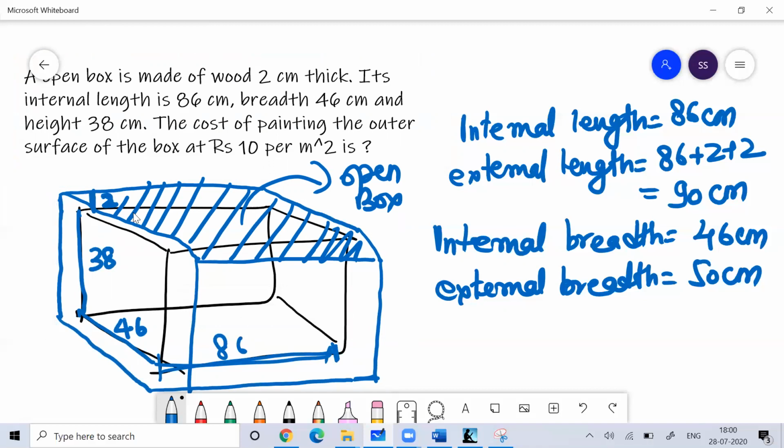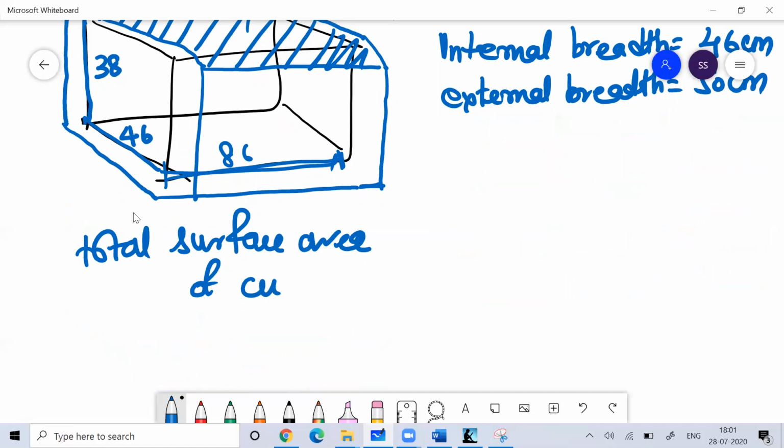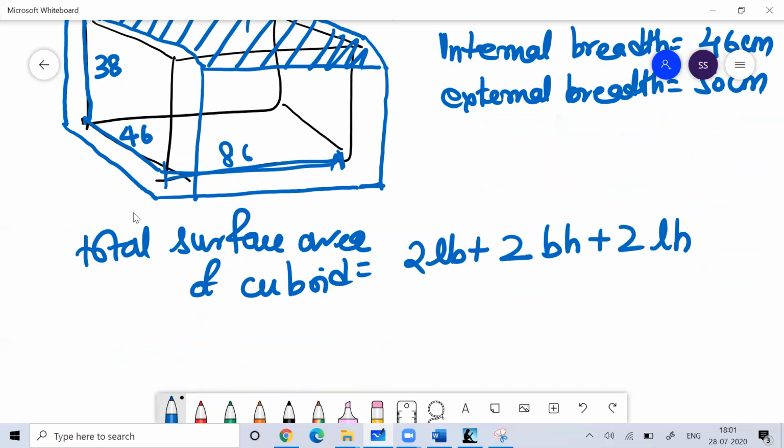So when you talk about a cuboid, the total surface area of a cuboid is 2 times LB plus 2 times BH plus 2 times LH. Like you know, in a cuboid 6 faces are there.